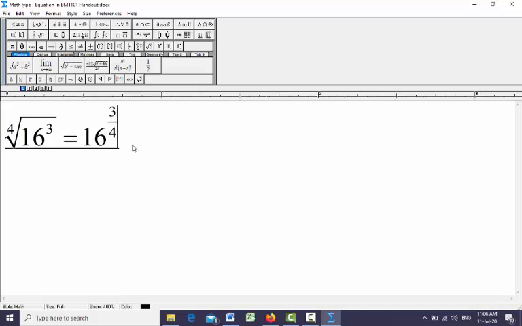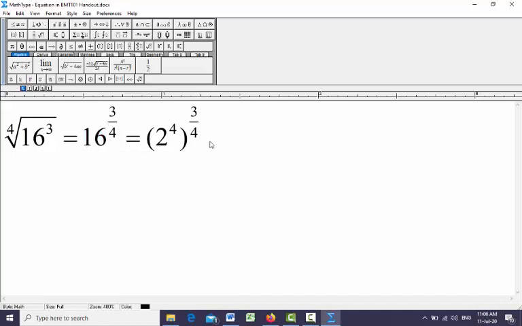So we will have 16 to the power 3 by 4. Right. So now again, 16 can be written as 2 to the power 4, and we have power 3 by 4 outside. So instead of 16 we can write 2 to the power 4, because 2 to the power 4 equals 16. And we have outside power 3 by 4.